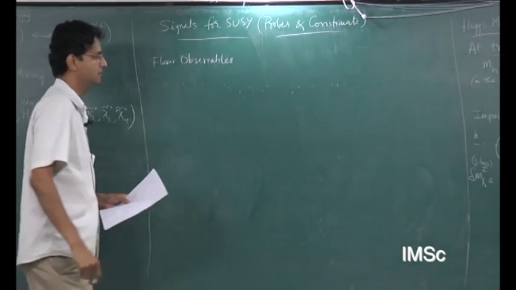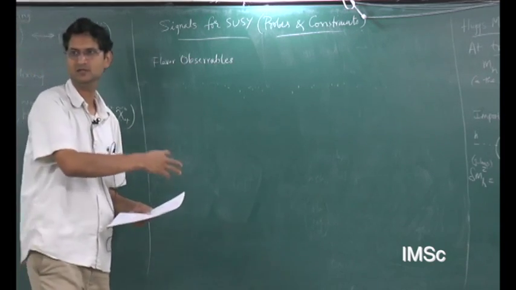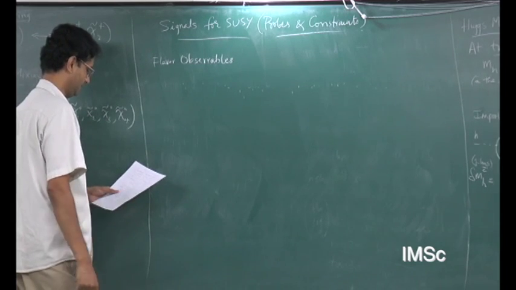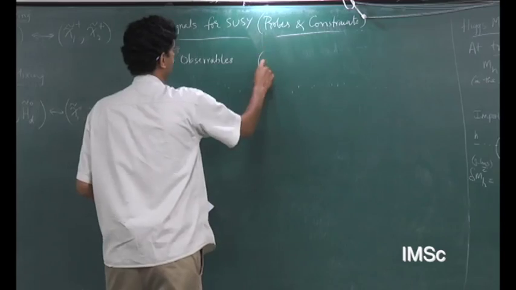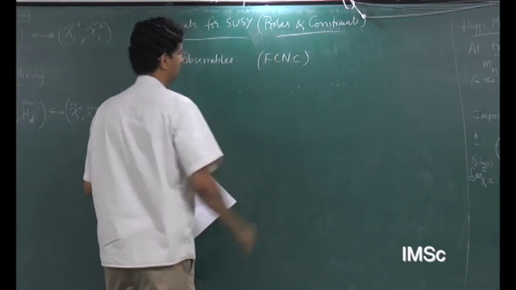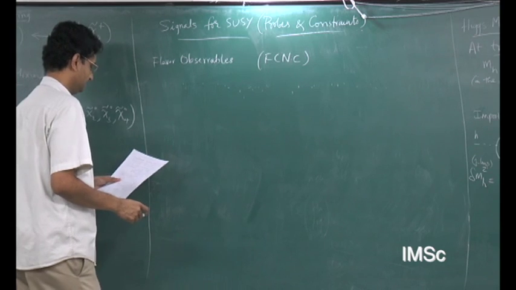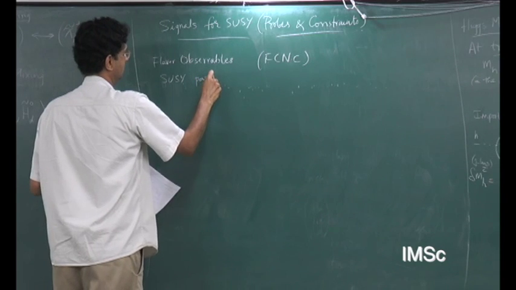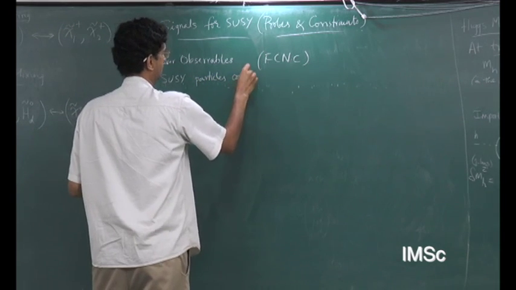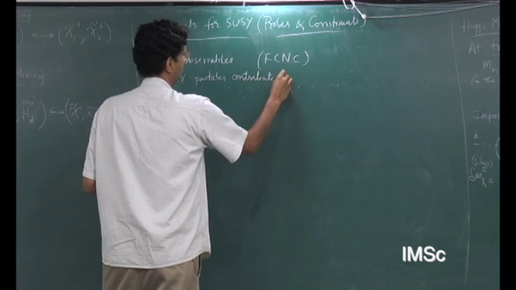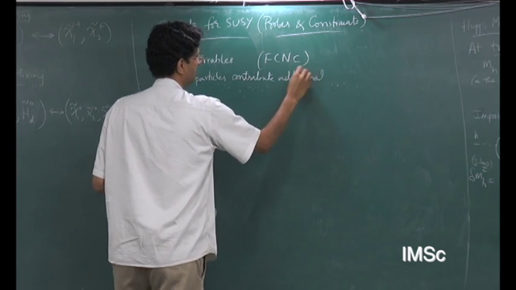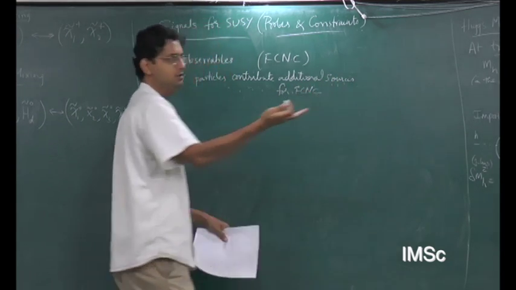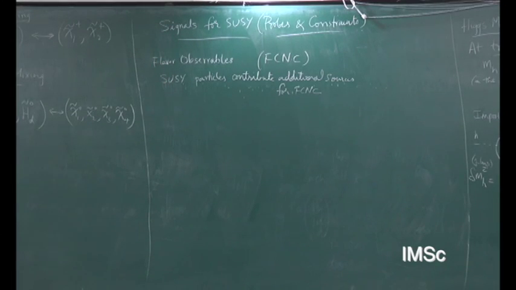So I talked a lot about FCNC constraints. This will be a problem with reference to FCNC and so on. What exactly does that mean? What is an example place where we can see what is going on? So let's start with FCNC, flavor changing neutral currents. SUSY particles contribute additional sources for FCNC. So there will be new contributions from SUSY particles which will modify these processes.